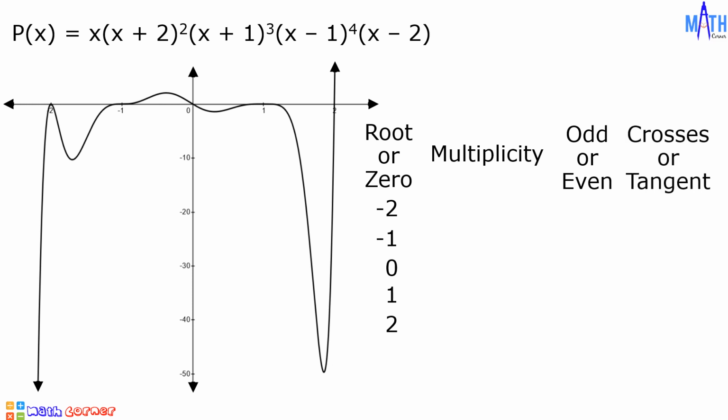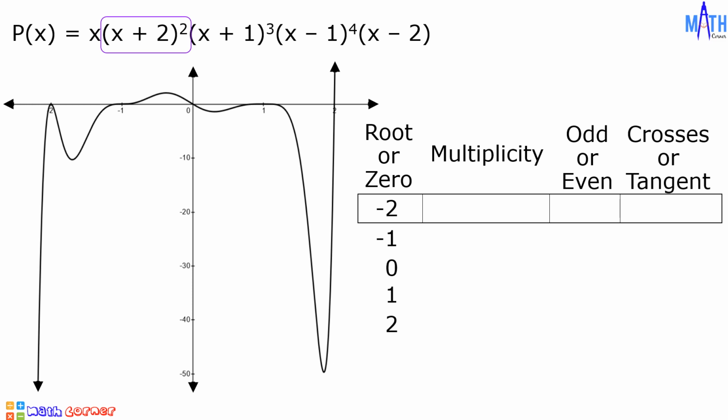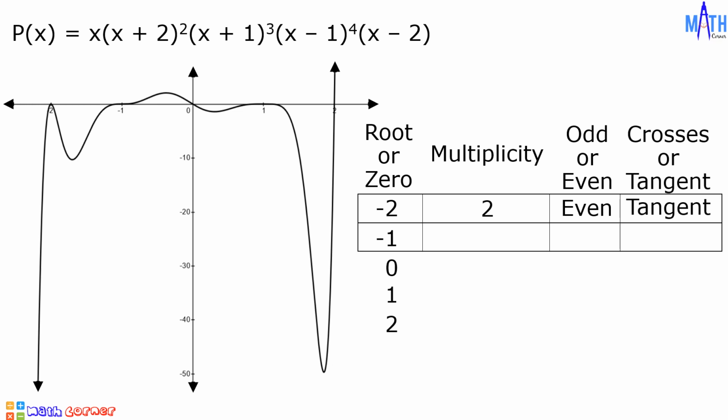Let us begin. The corresponding factor of negative 2 is x plus 2. X plus 2 appears twice. The multiplicity is 2. It is an even multiplicity. The graph is tangent at (-2, 0).